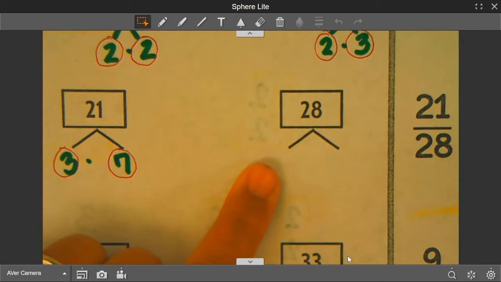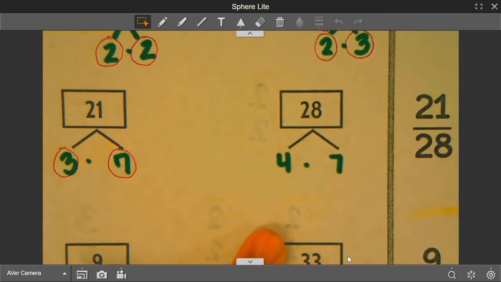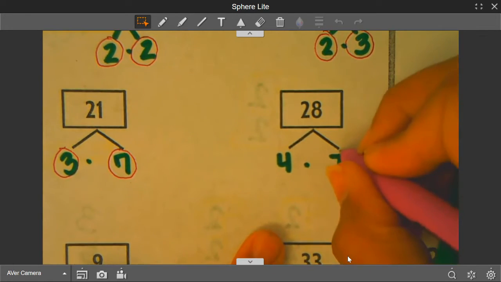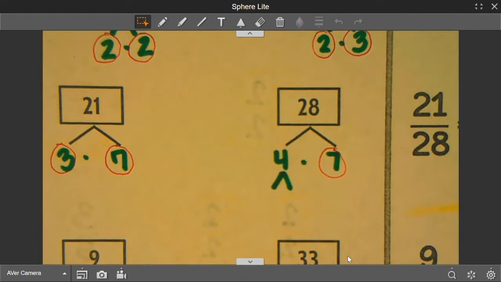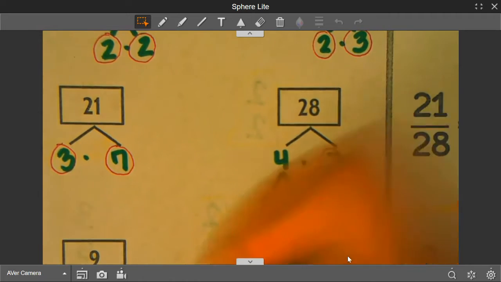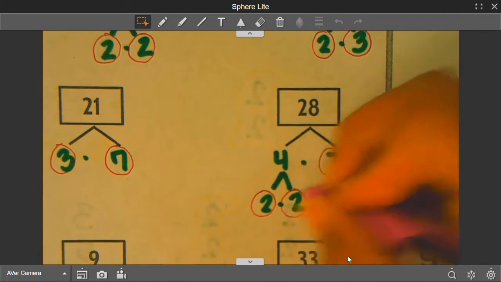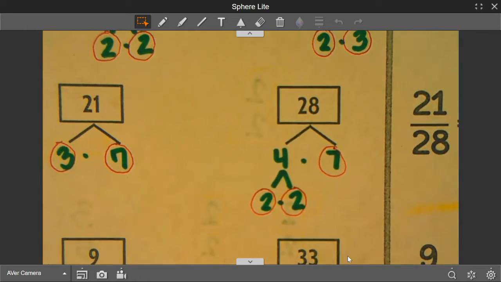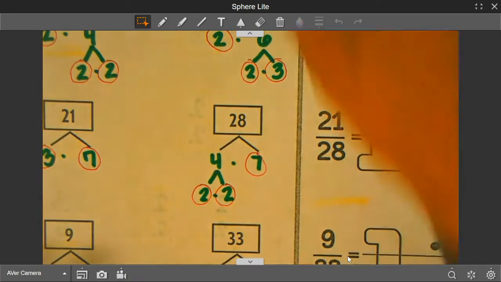All right, now 28. Good, yep. That works. 4 times 7. Now 7 is prime, but 4, I can continue breaking down to what? Yep, 2 times 2. All right, 2's prime. All right, let's go ahead and use our prime numbers to now, let me zoom out.